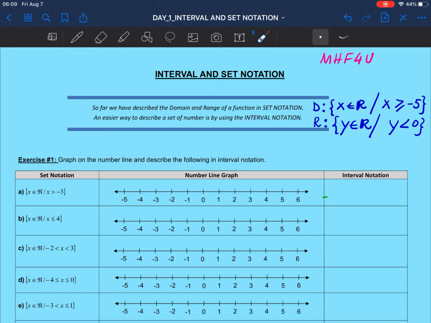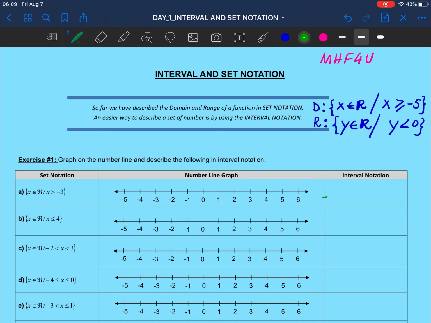So the first one states that x is any real number such that x is bigger than -3. And here goes the number line. First we want to graph this set of numbers on the number line and then describe it in interval notation. So listen carefully to all of the examples as they are all similar yet different and will bring something new to the understanding of interval notation.